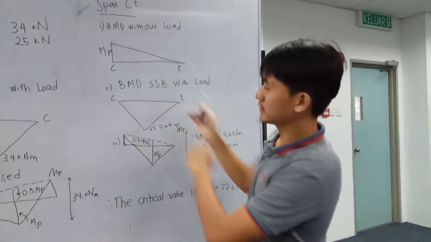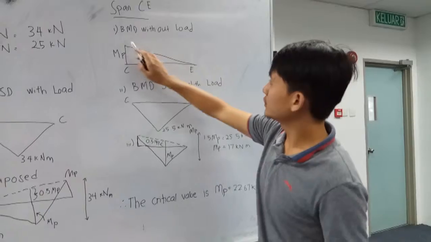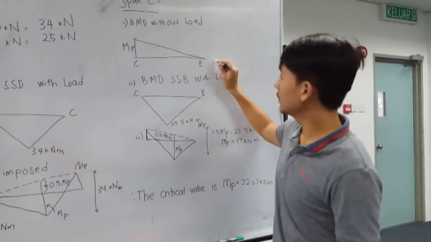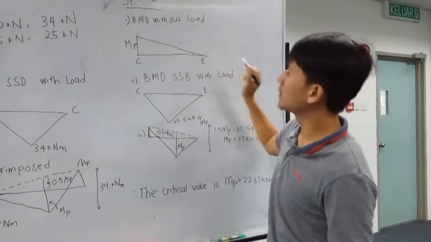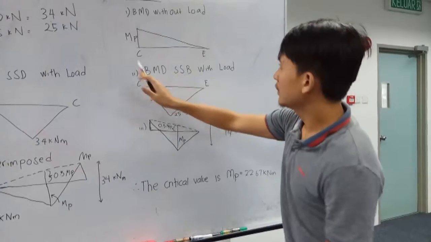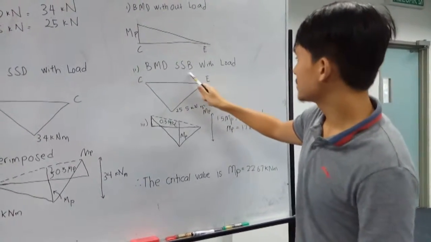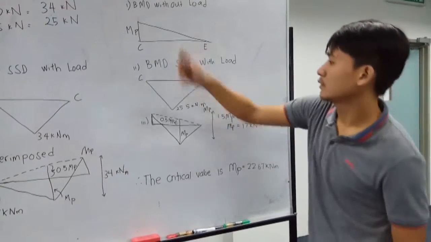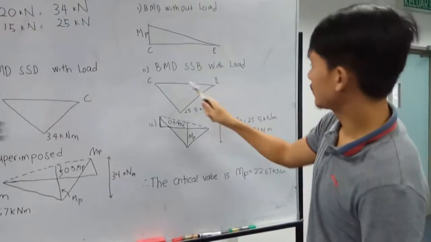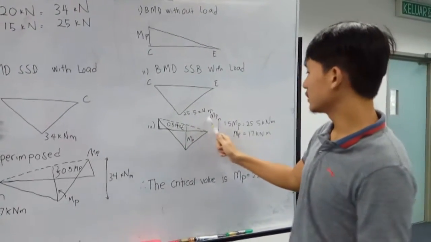As with the previous span, we do the same thing. First, the BMD without load. Since there is no hinge at point E, there will be no plastic moment. So there's only plastic moment at point C. Then the bending moment diagram of the simply supported beam with load. As in the previous span, the diagram is a triangle and the moment is 25.5 kilonewton meter.